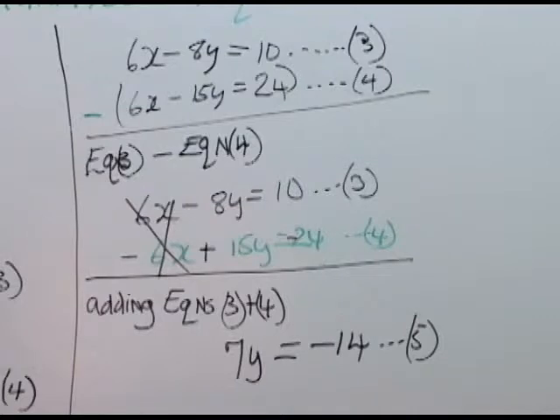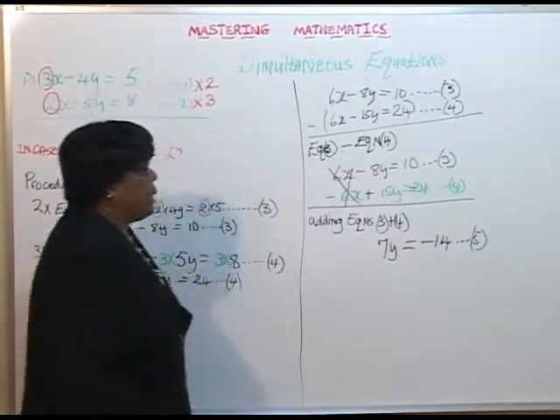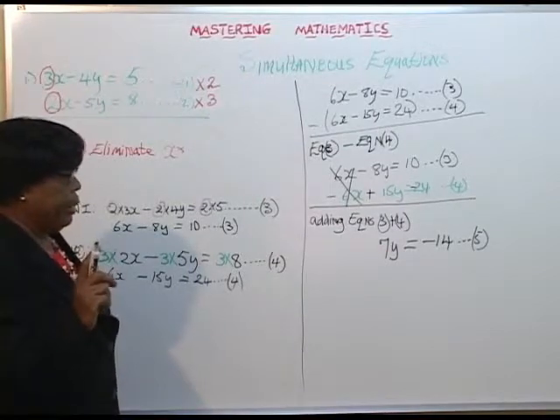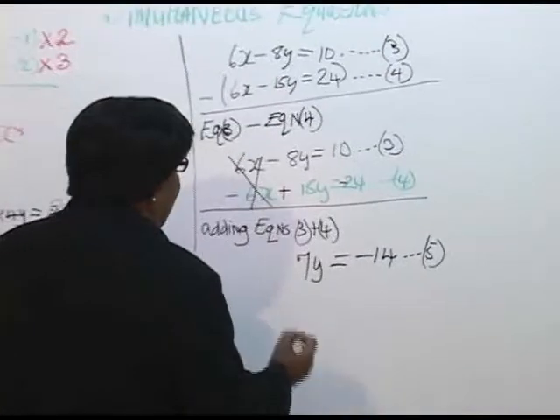Okay? So right here, we're going to see we have 7y is equal to negative 14. We don't want 7y, we want 1y. So what are we going to do? Yes, we're going to divide both sides by 7.